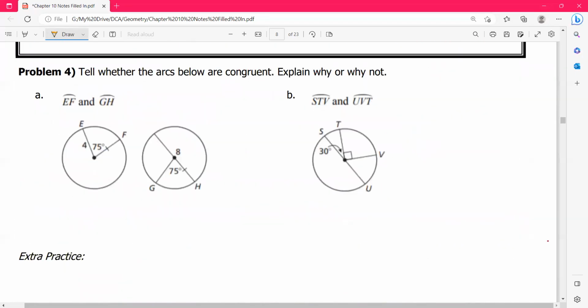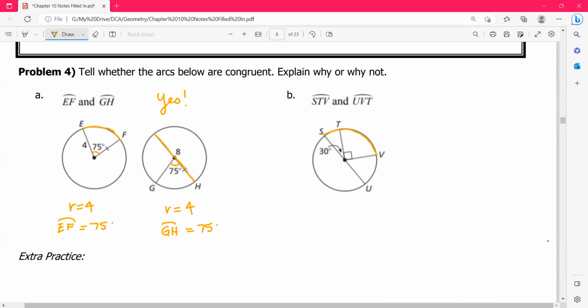So let's determine whether the arcs below are congruent. So EF, if I look at arc EF, first of all, I want to realize the radius is 4. The central angle here is 75, so that tells me the arc is 75 degrees. The radius of this circle, well, if the diameter is 8, the radius is 4. If the central angle is 75, GH is 75 degrees. So yes, we've got congruent arcs. Same radii, same measure.